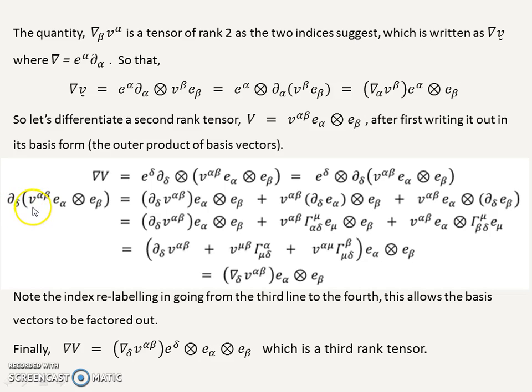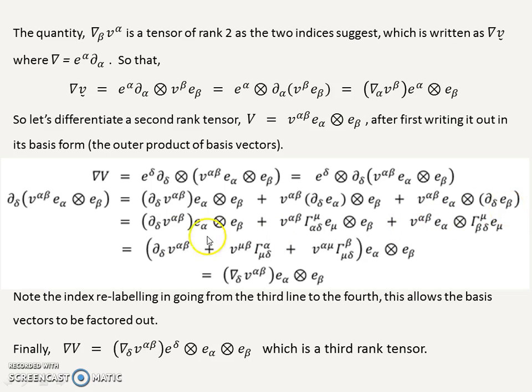Here's the partial derivative of this object here. All right, first bit, partial derivative is straightforward. We're used to that. Then, by the product rule, we want the partial derivative of the first basis vector, E alpha. And then we want the partial derivative in this last section of the last basis vector.